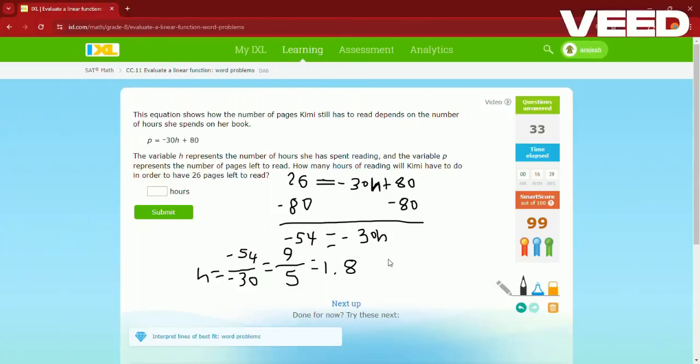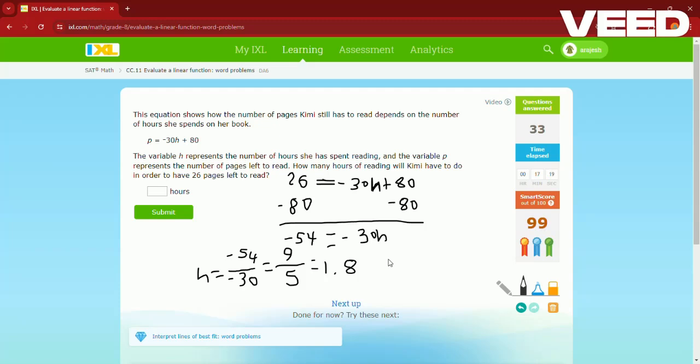Okay, guys, this is part 3, so I'm sorry about the questions, and I'll explain why as we move on, okay? So let's get to it. This equation shows how the number of pages Kimmy still has to read depends on the number of hours she spends on her book. P is equal to negative 30H plus 80. The variable H represents the number of hours she has spent reading, and the variable P represents the number of pages left to read. How many hours of reading will Kimmy have to do in order to have 26 pages left to read?